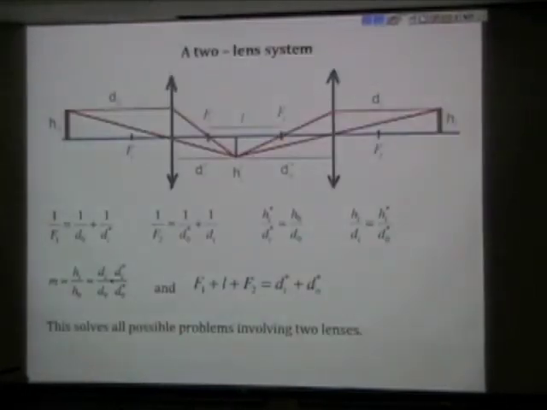And for two lenses, these are all possible equations you can write: first lens, second lens, the magnification for the first lens, the magnification for the second lens, the total magnification, and the ratio of the final size divided by the initial size.